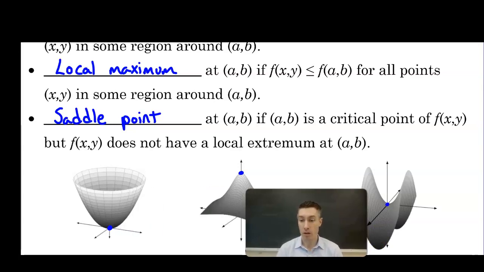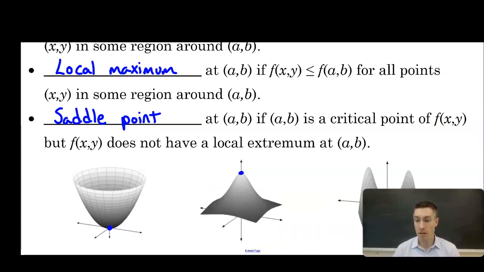a saddle point. Whereas, just for comparison, if you drew any cross-section through this point, every cross-section would be concave down. And similarly, if you took cross-sections through this point, every cross-section through that point would be concave up. Now, that's relevant for the way we will classify these points, which is the second derivative test.